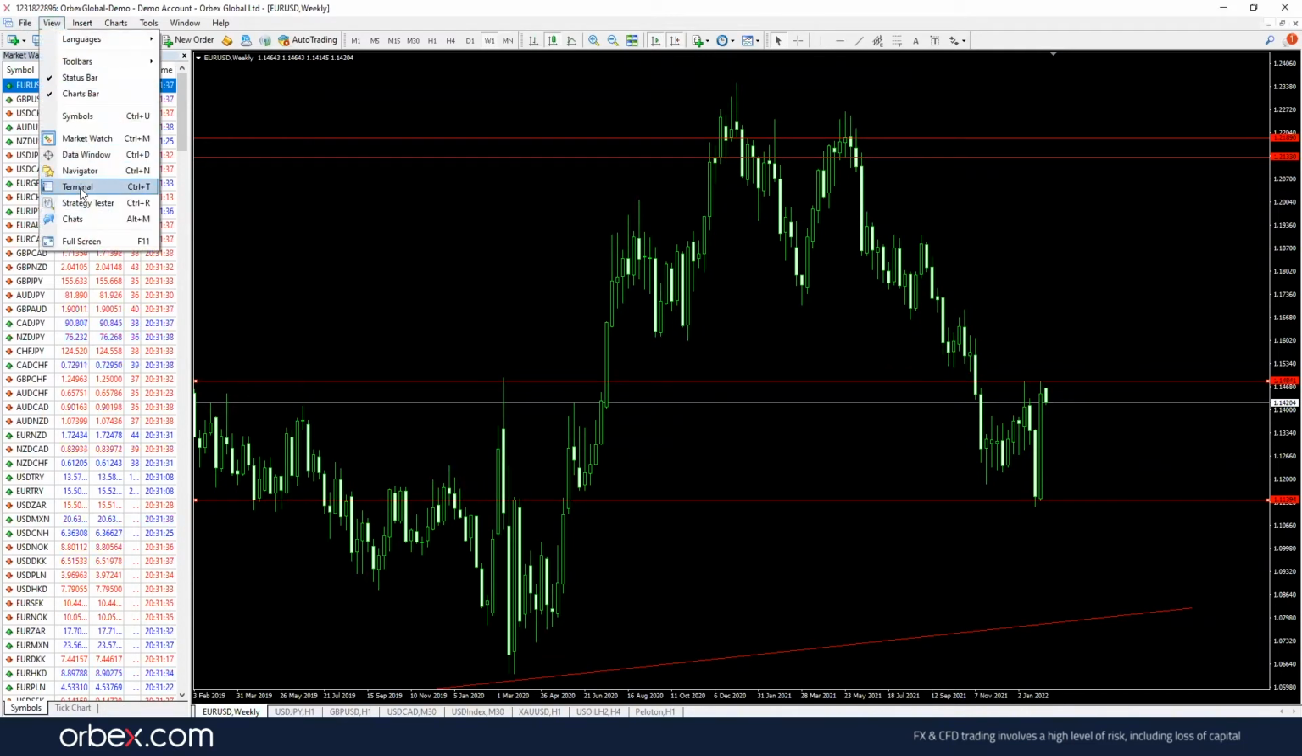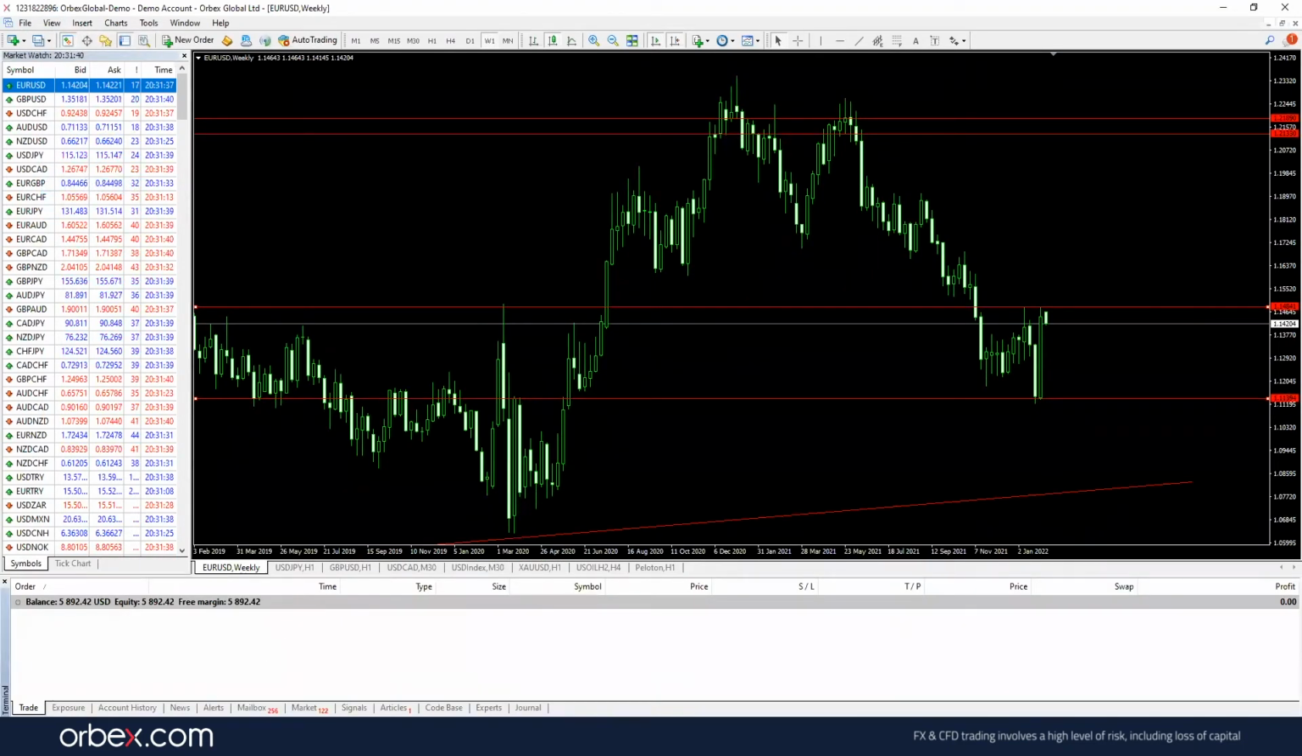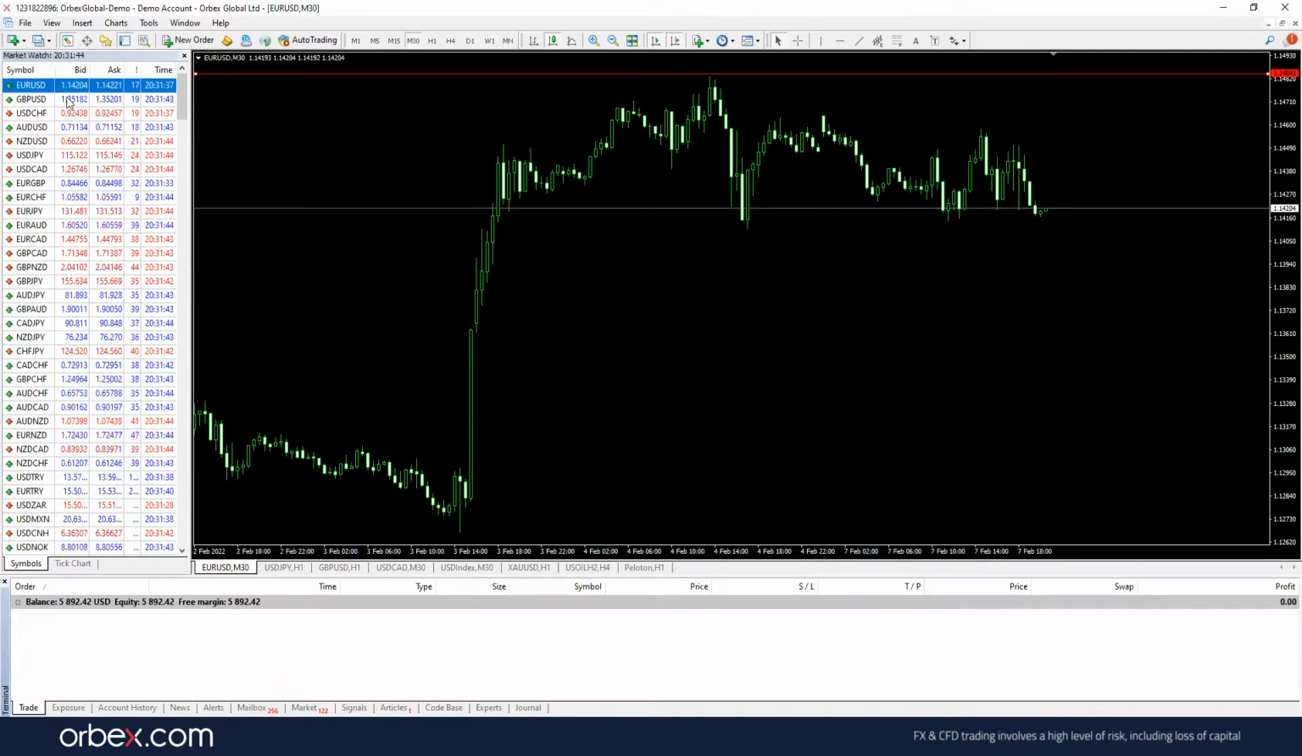Let's just put this on a 30-minute chart. So what I want to do is just show you. I'm going to open a trade here on my demo account. So at the moment, this is the price line, 1.1429. So this is the price line that we're asking.